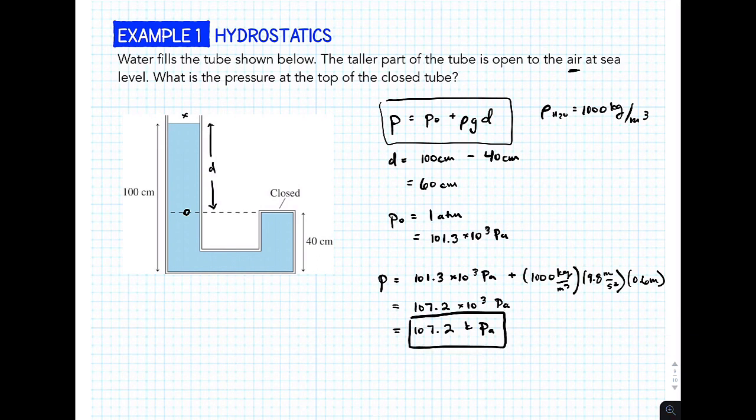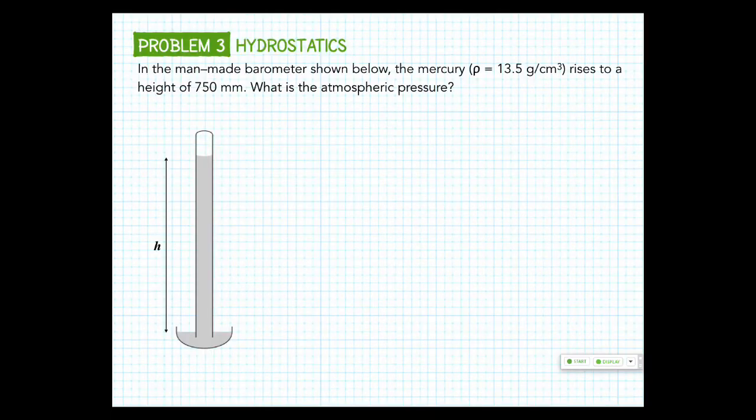So remember, the key here is, first off, we have to assume we know the atmospheric pressure because we're open to the air, and then we use this line to find the hydrostatic pressure. So if we want to know the pressure here, we can find it anywhere along this line, and that's what we did. All right, so I'm going to have you guys try a problem.